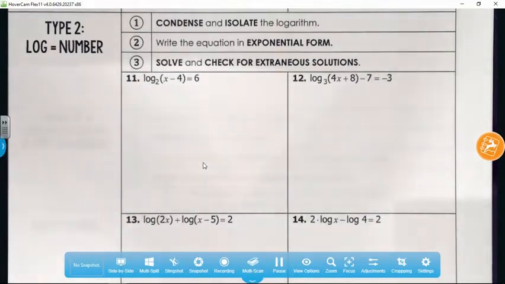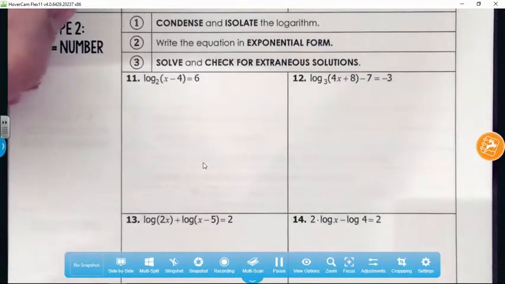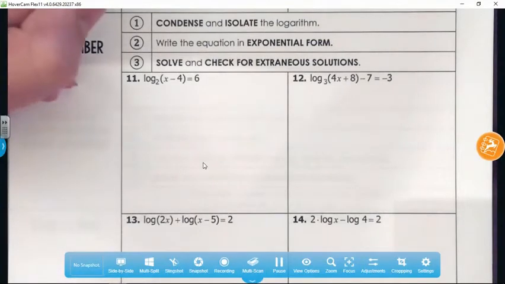Move on to our next lesson, which is log of any base equal to a different number, where the logs do not cancel out. So we need to remember a rule. Log base b of x is equal to y.